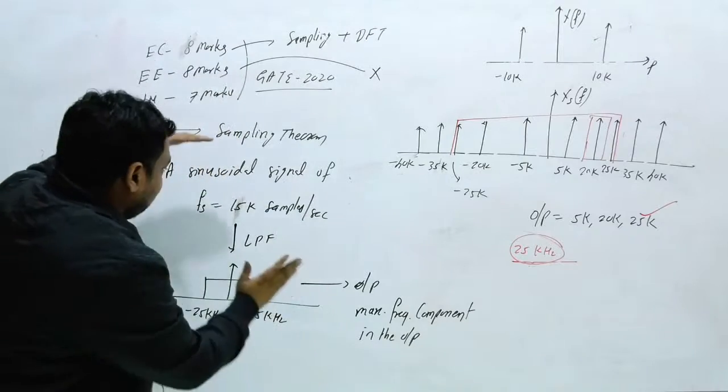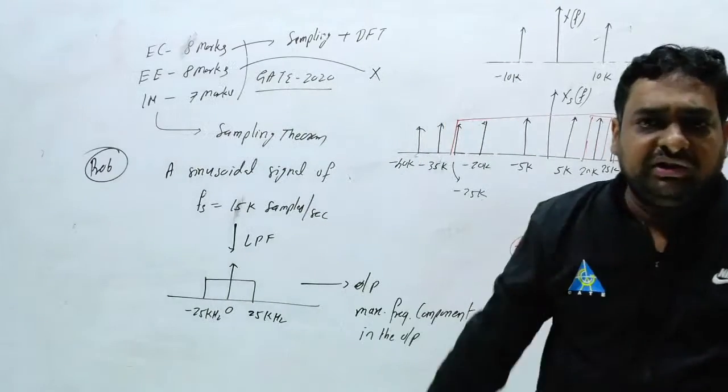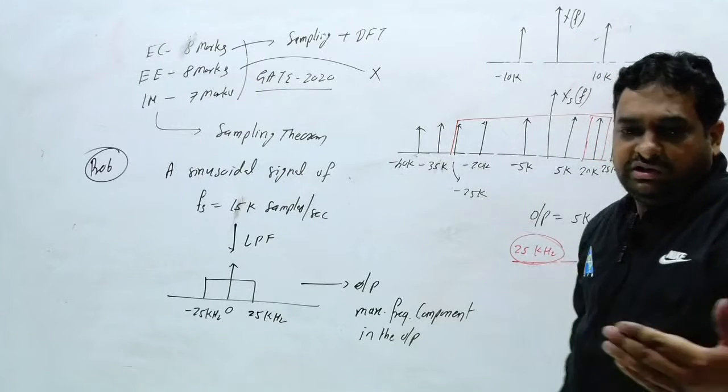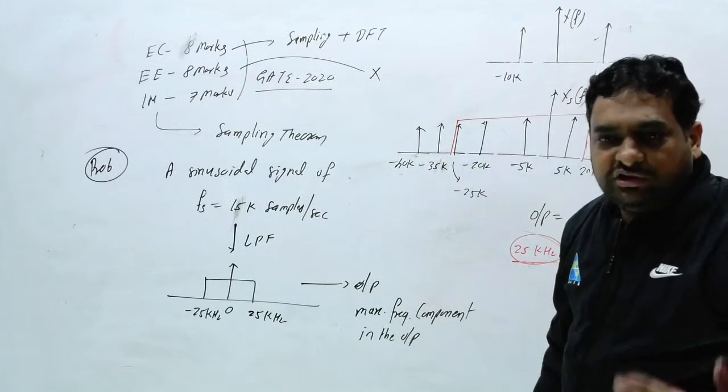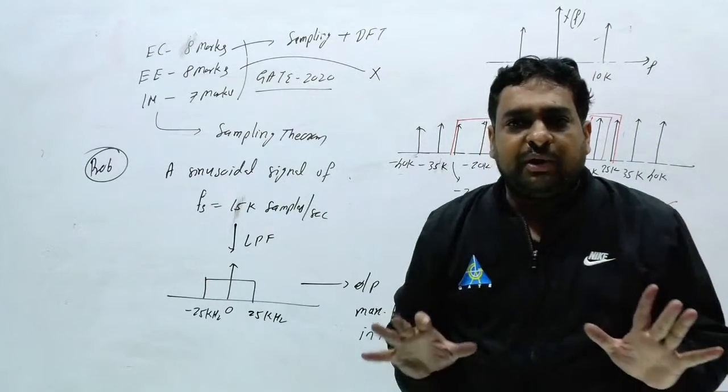Generally the examiner will target this. They are not interested in band pass sampling. Generally examiners are more interested in sinusoidal sampling. Clear? So you should try to solve previous year questions. Easily you can solve any question, I promise you.